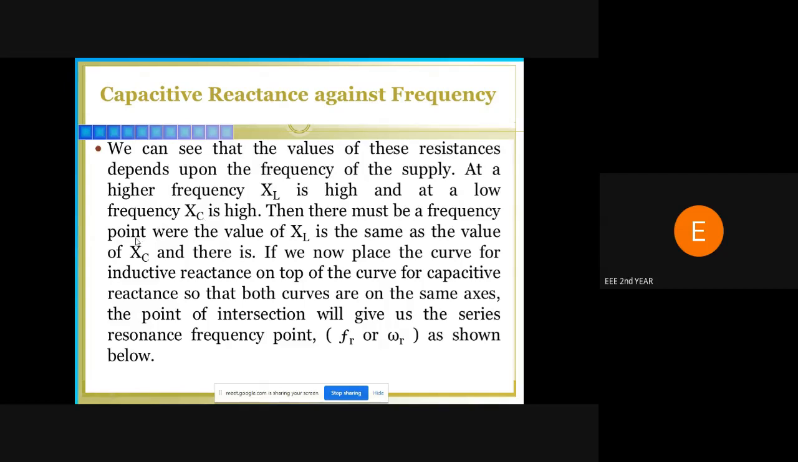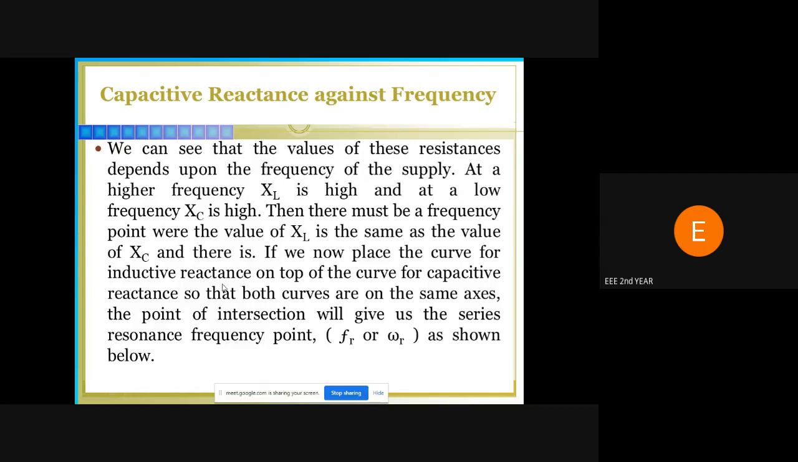There must be a frequency point where the value of XL is the same as the value of XC. We are varying only the frequency. High frequency gives high inductive reactance, and low frequency gives high capacitive reactance, but there is a point where XL and XC are the same. Clear?